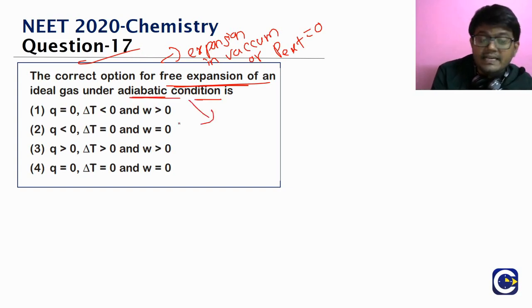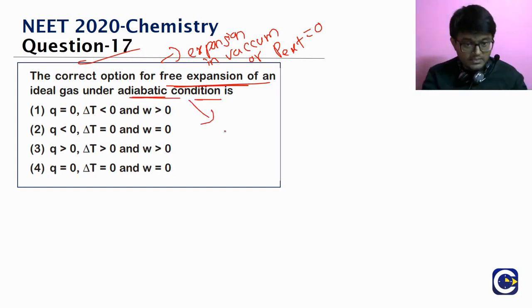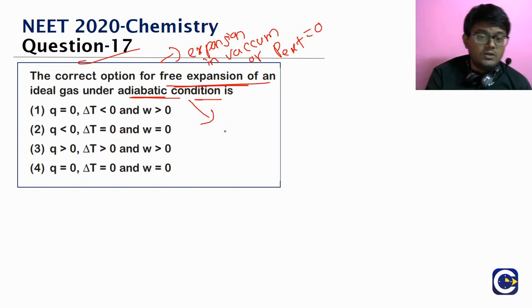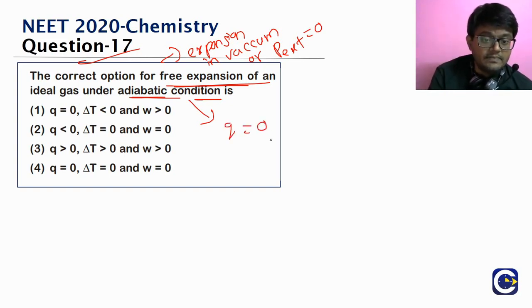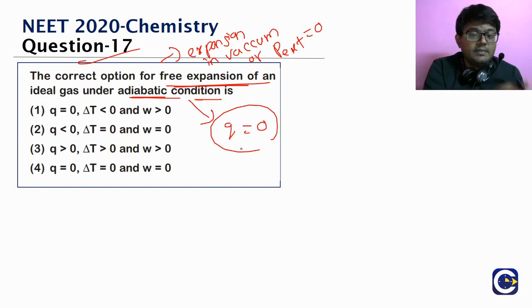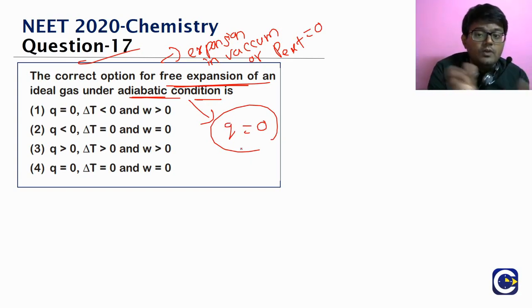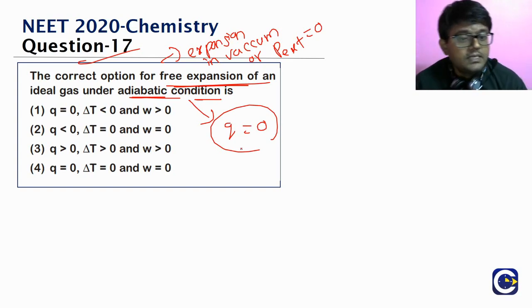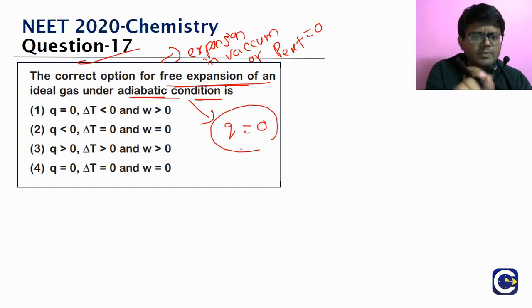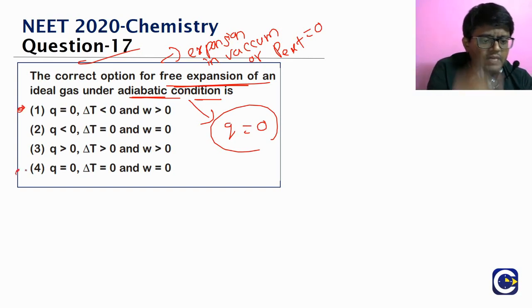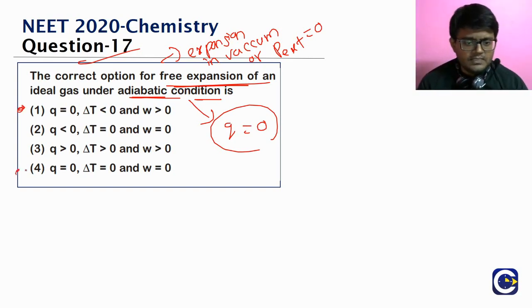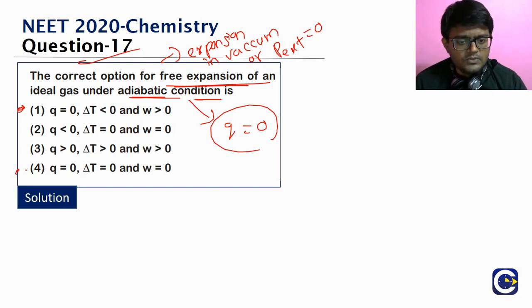Adiabatic condition means what? We cover the system with an adiabatic wall so that there is no heat exchange between the system and the surroundings. Okay, which means what? Q will be equal to 0. So we have to comment on which of them is the correct option. The moment they say adiabatic, Q is 0, which means the answer must be either 1 or 4. Okay, so we'll just go through it.